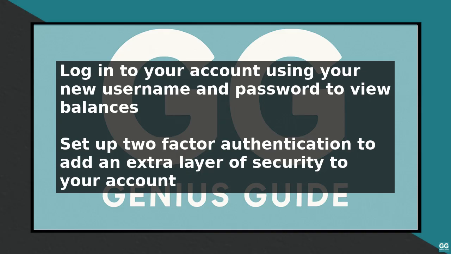It is a good idea to set up two-factor authentication to add an extra layer of security to your online banking account. This can be done by going to the account settings page and following the prompts to set up two-factor authentication. By following these steps, you can easily open Fifth Third Bank online banking and start managing your accounts online. Remember to always keep your username and password secure, and to log out of your account when you are finished using it.